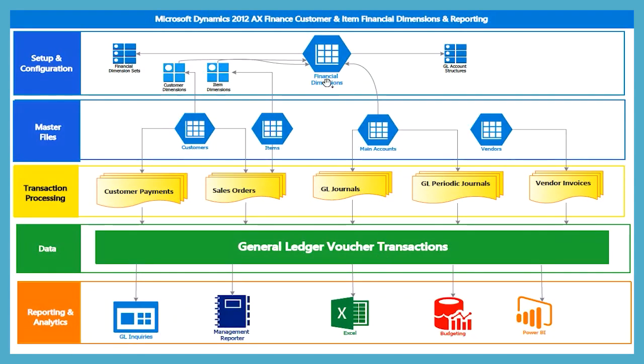So talking about financial dimensions just as a concept, financial dimensions can be set up and configured in three ways. One, they can be organization operating units like legal entities, business units, departments, or cost centers.